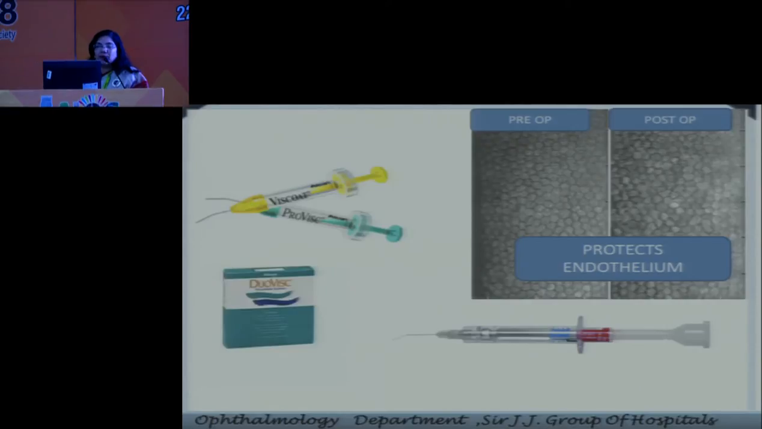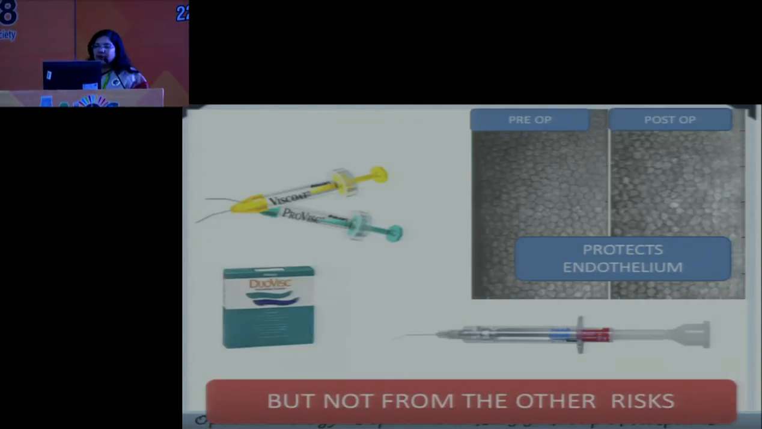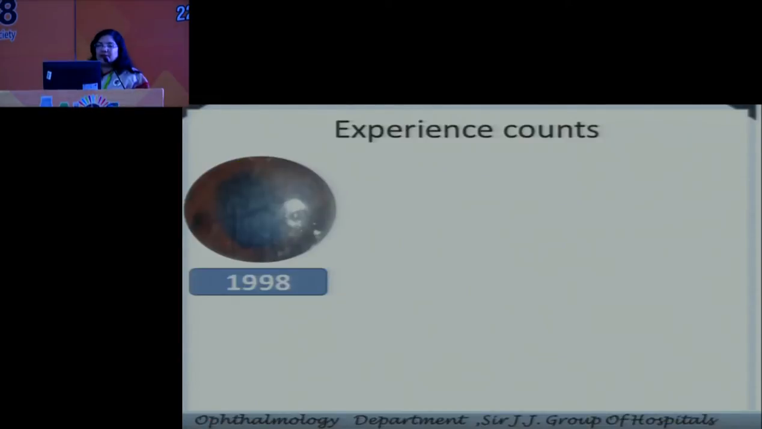Viscoelastic is very, very important, because it protects the endothelium. If you have endothelial damage and if the cornea is hazy, there is no point in doing a phacoemulsification. But it will not protect you from other risks. You have to be an experienced surgeon.